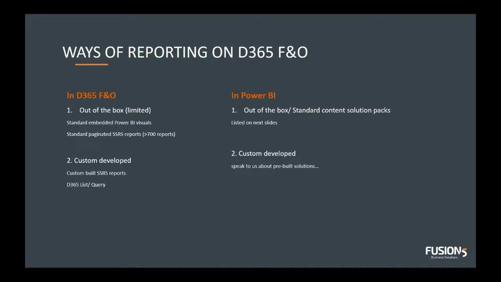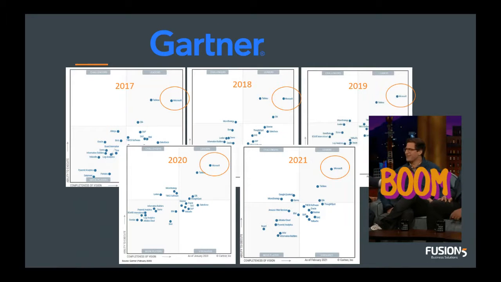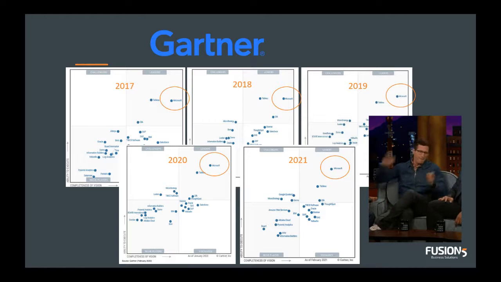So with Power BI, I'm going to show you what standard content packs are available, and I'll point out which ones you could be using for manufacturing and production. And then I'll also show you some of the pre-built solutions that we've done. So on the previous slide, I said you can have reports in D365 F&O, or you could have them in Power BI.